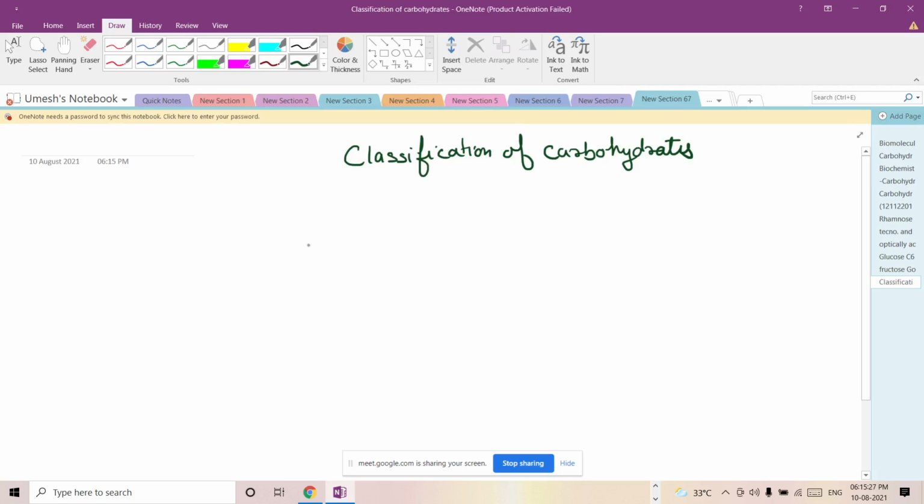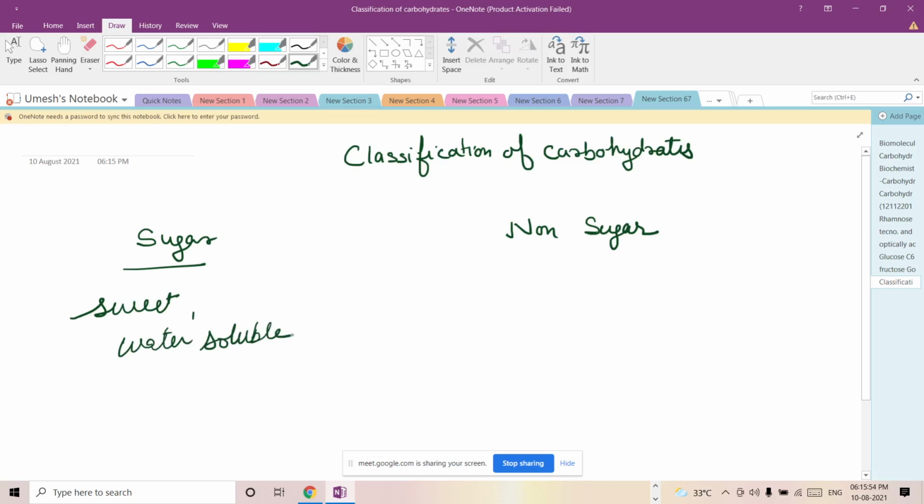Classification of carbohydrates. We can classify it a number of ways. One way is sugar and non-sugar. Sugars are sweet, water soluble. Example: glucose, fructose, cane sugar.